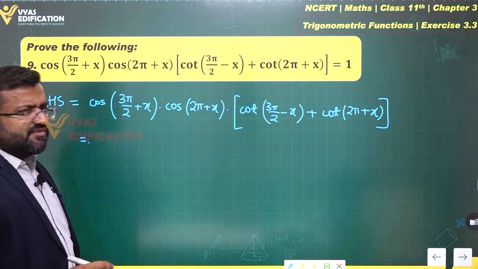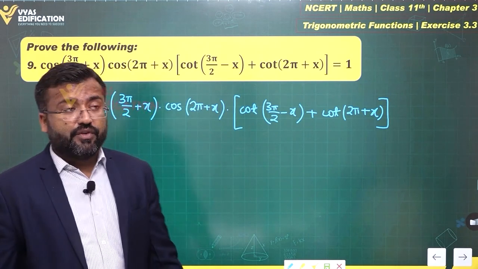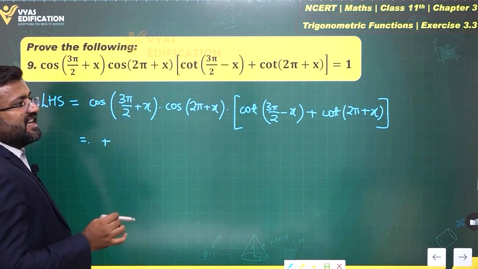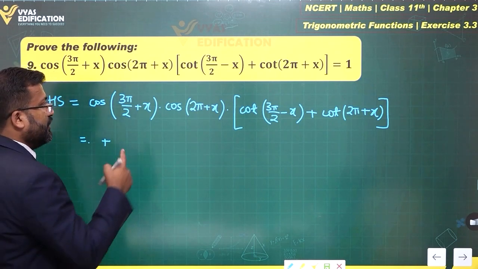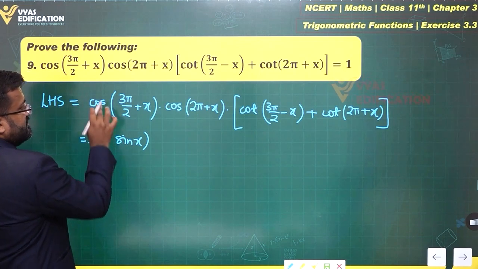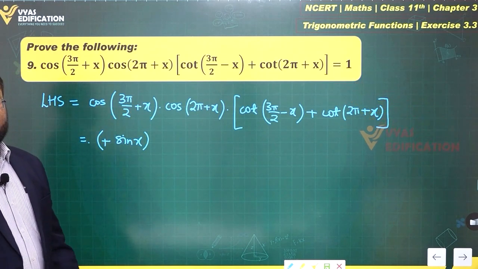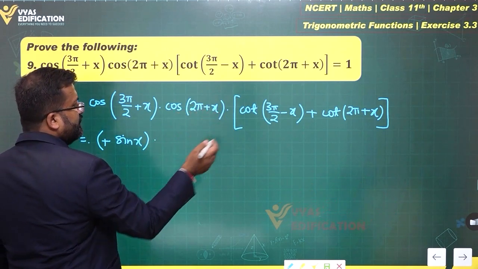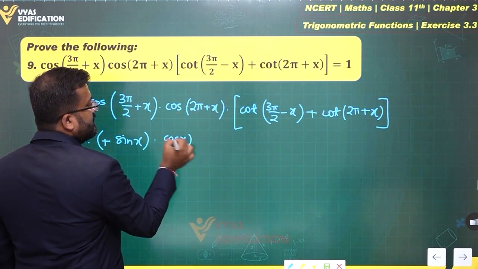Cos of 3 pi by 2 plus x, we are actually looking at the fourth quadrant over here. In the fourth quadrant, cos is supposed to be positive, but since this is 3 pi by 2, an odd multiple of pi by 2, cos will convert in terms of sine. So this is equal to plus sine x, right? Using concepts of allied angles. What is this equal to? Cos of 2 pi plus x is the same as cos x.